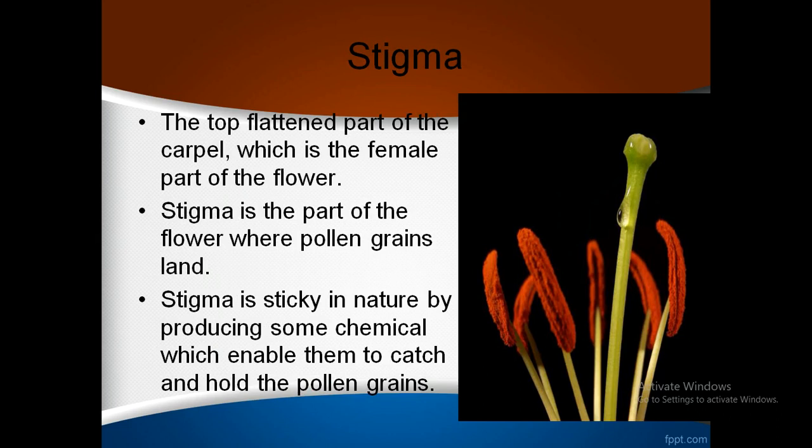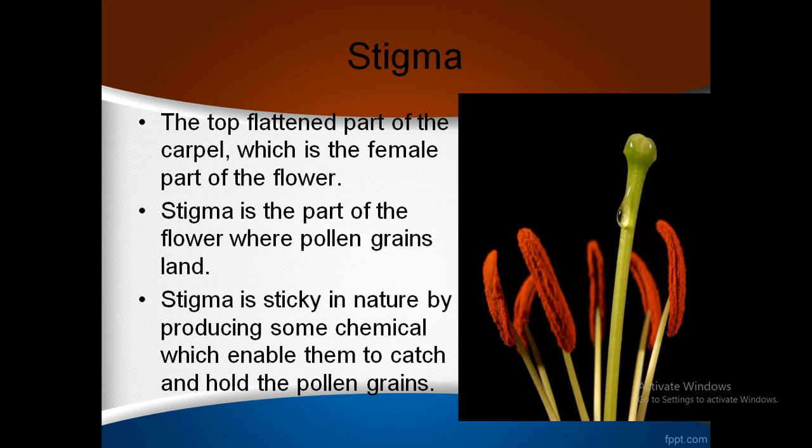Stigma. The top flattened part of the carpel, which is the female part of the flower, is called the stigma. In this picture you can see the greenish swollen part, the top region of this flower, known as the stigma. Stigma is the part of the flower where pollen grains land. Like from the anther, when pollen grains are moved with the help of pollinators, they land on this part of the female part of the flower.